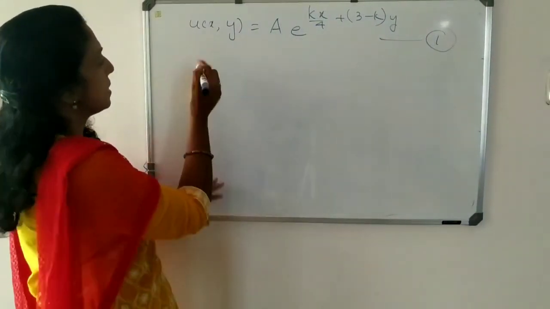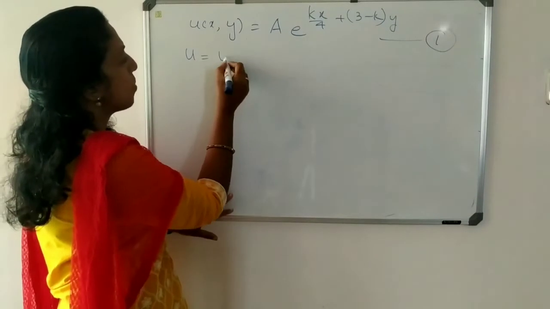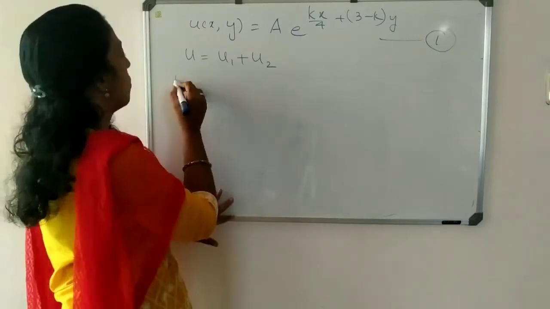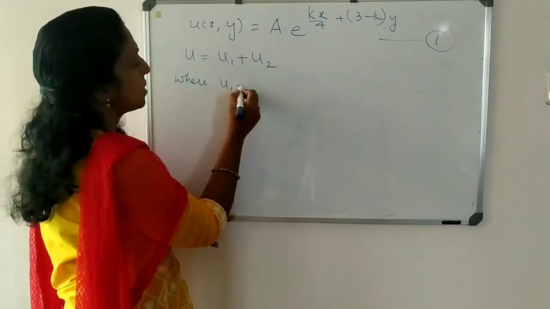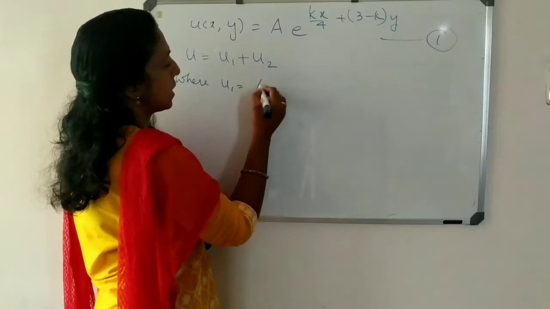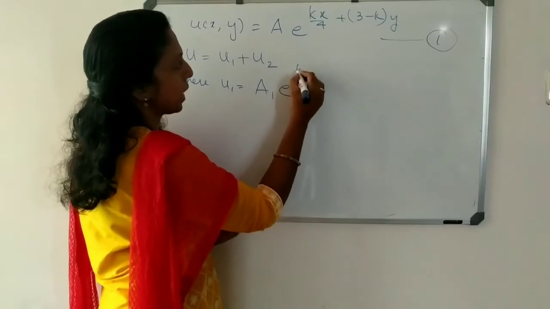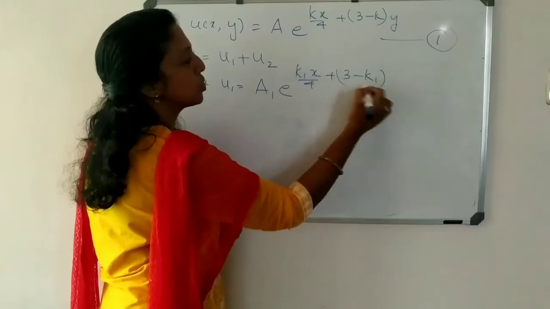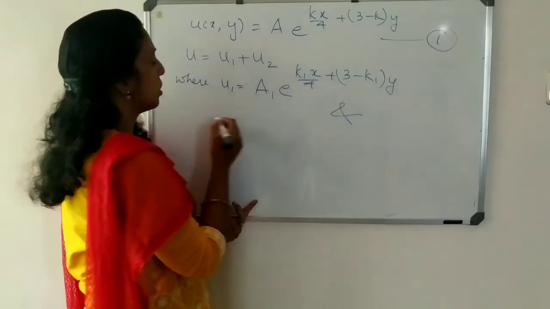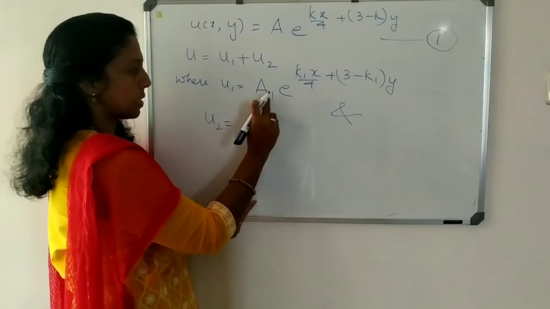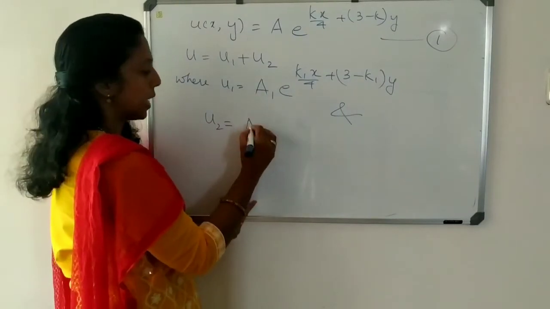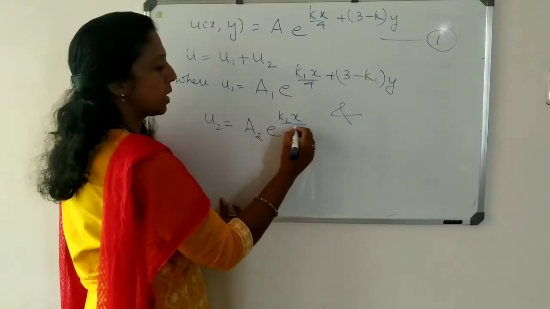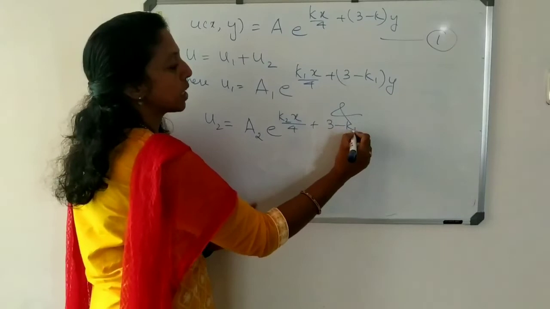Now we will write this u as the sum of two independent solutions, u1 plus u2, where u1 equals a1 e raised to k1 x by 4 plus 3 minus k1 into y. Similarly, what will be u2? u2 will be, instead of a1 we put a2, and instead of k1 we put k2, so e raised to k2 x by 4 plus 3 minus k2 into y.